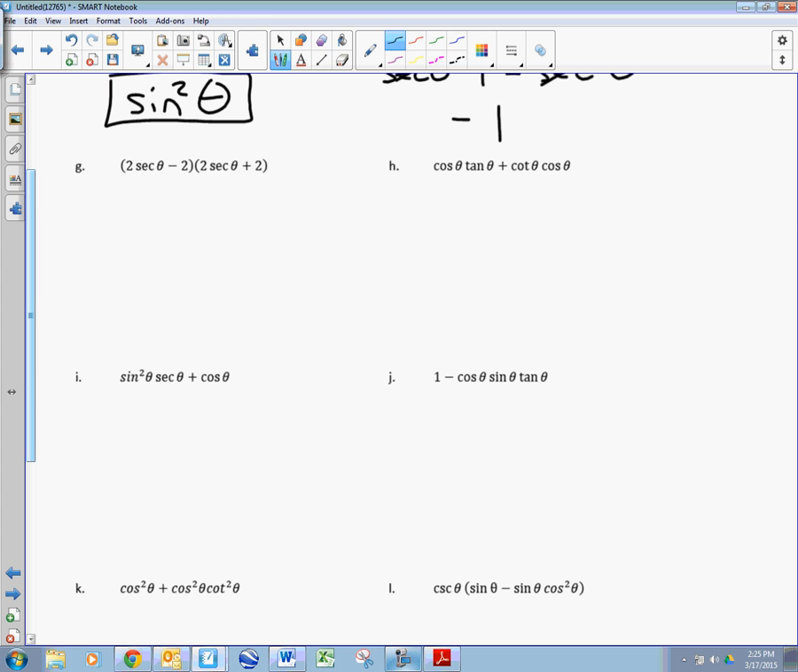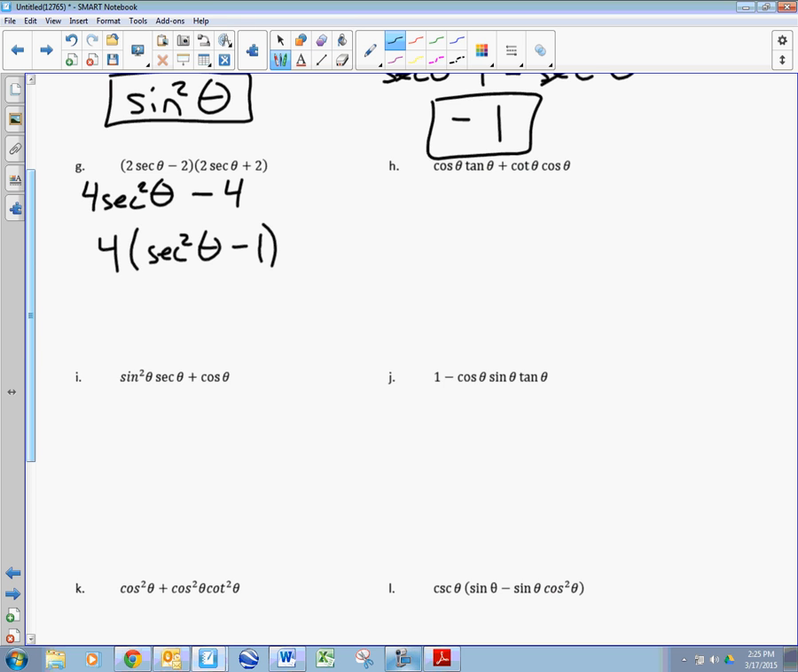How about G? You FOIL it out, what do you get? 4 secant squared of theta minus 4. There's a 4. What to do? Factor it out. What's secant squared minus 1? So you get 4 tangent squared.